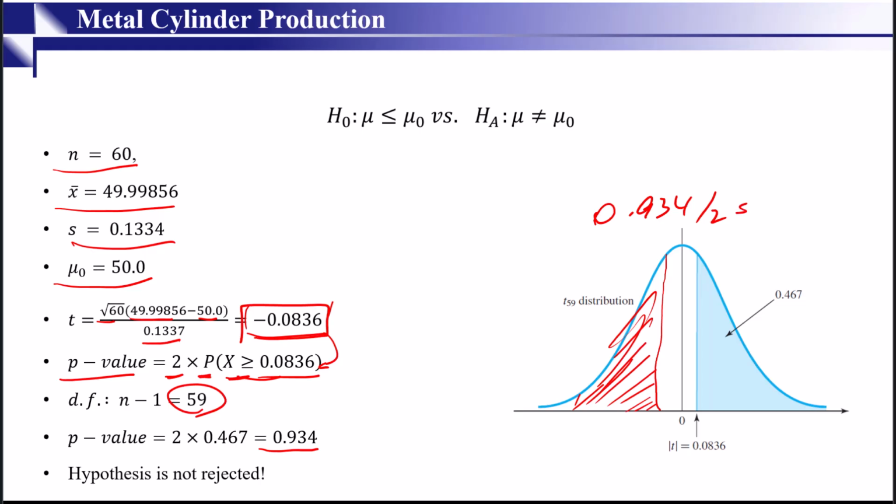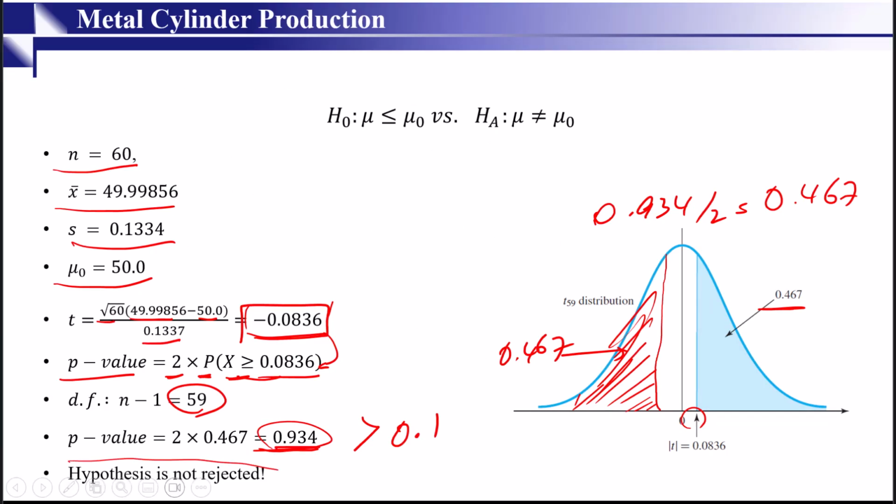0.934 divided by 2 is equal to 0.467. So 0.467 here and 0.467 here, and t is here. This p-value is 0.934 and this is greater than 0.1, so the null hypothesis is not rejected. We can say we failed to reject the null hypothesis. It means that based on the information we have, the sample data is consistent with the null hypothesis.